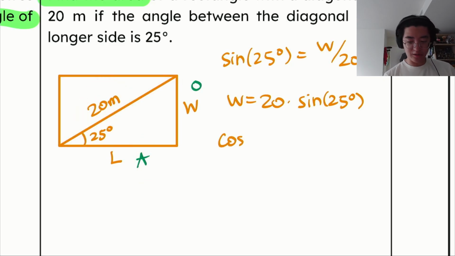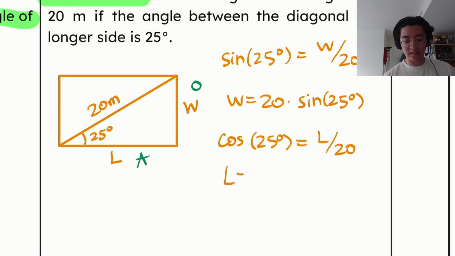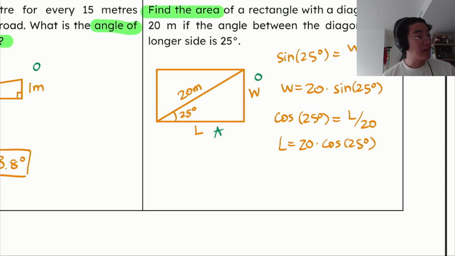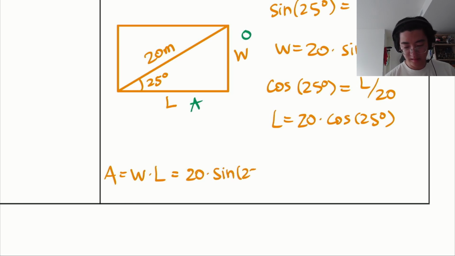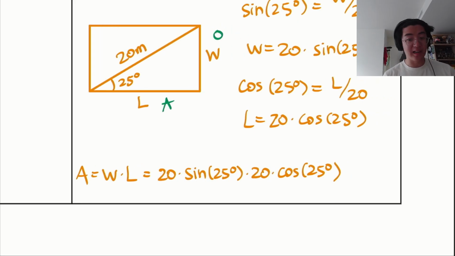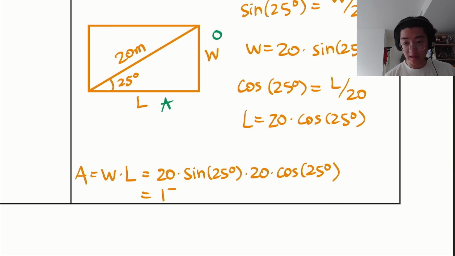Notice here, I actually do not calculate this right away. I'm just gonna leave it like this: 20 times cosine of 25. And the reason is, when we calculate the final thing, we want to use exact numbers. So the area, which is length times width or width times length, here I'm using the unrounded numbers. If you multiply all that out, you get 153.2 meters squared.